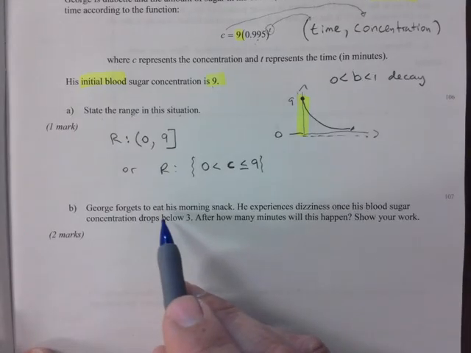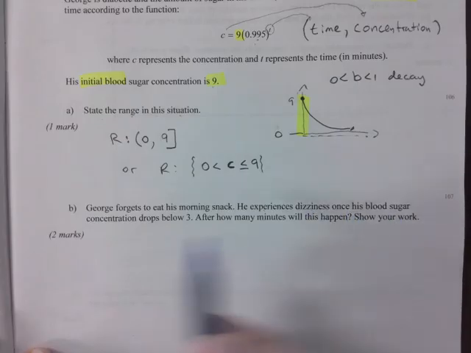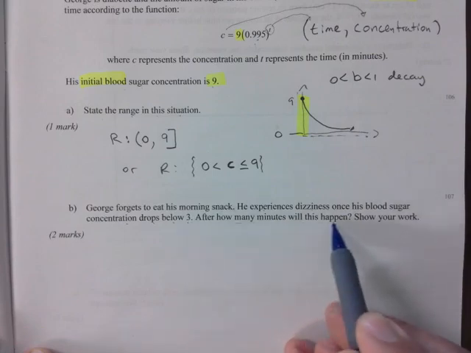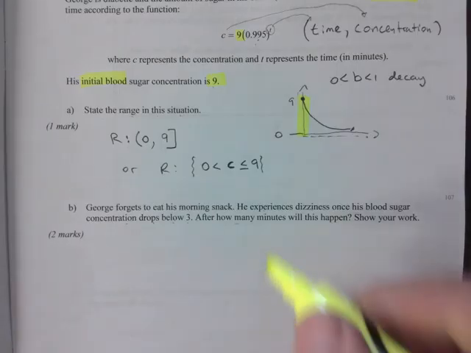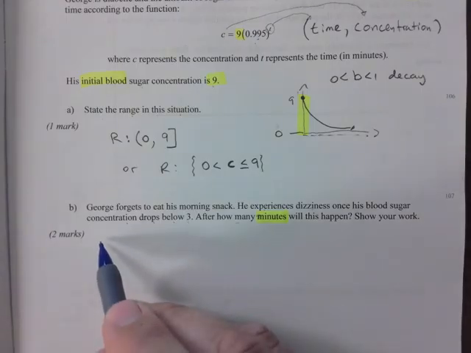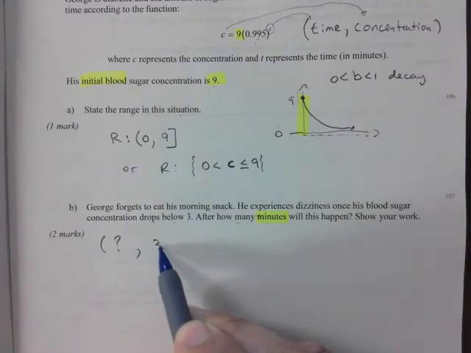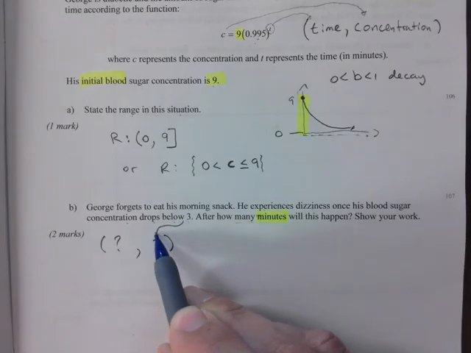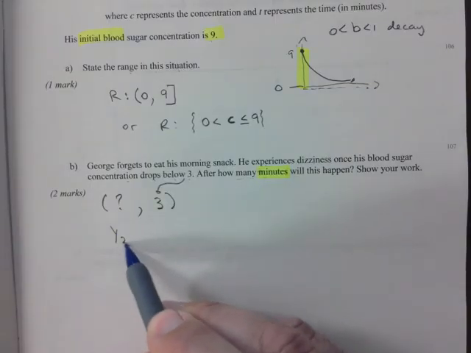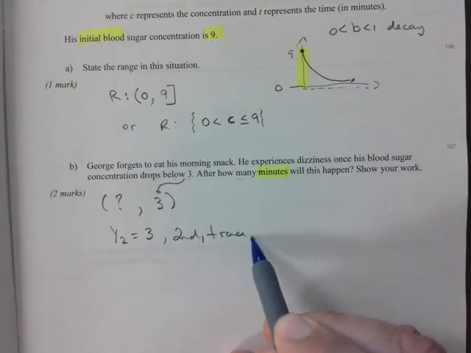Okay, George forgets to eat his morning snack. He experiences dizziness once his blood sugar concentration drops below 3. After how many minutes will this happen? It says minutes, right? So it could be hours, seconds, whatever. They ask for minutes. So in this case, they're saying they want the time when the concentration is 3. So to find this, we have to set y2 equal to 3, and we're going to go second trace intersect.